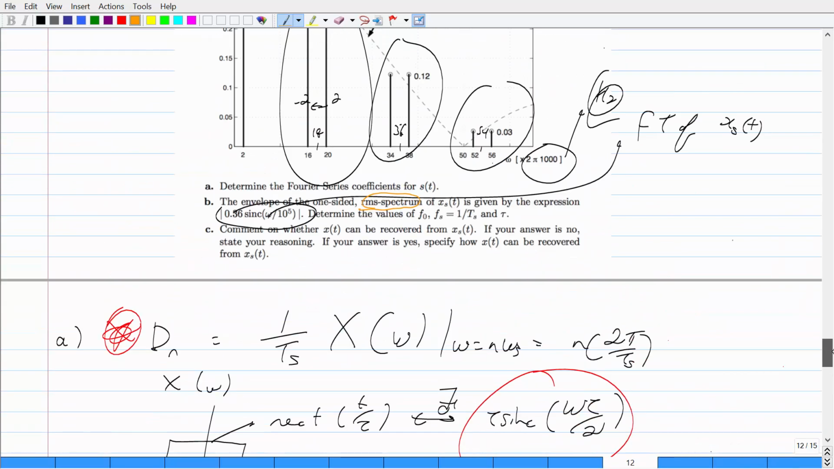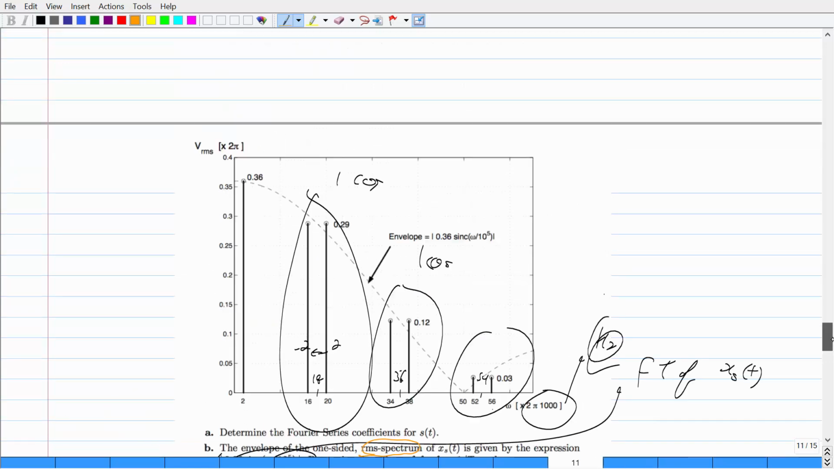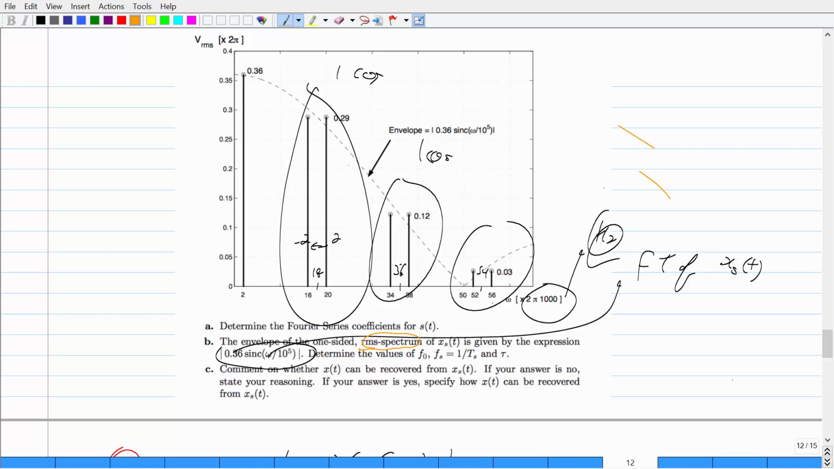Comment on whether x of t can be recovered from sampling. If your answer is no, state your reasoning. If the answer is yes, how can you recover it? Sure, no problem. You can see here that the sampling frequency is much, much larger than the fundamental frequency. So all you have to do is put a low-pass filter centered at around 2 so you get the original signal back.